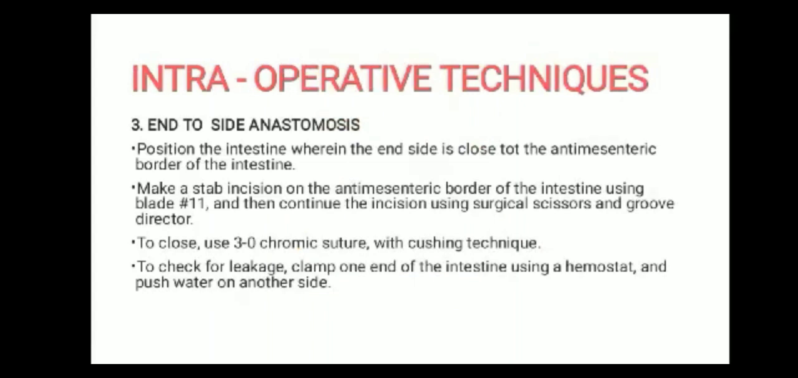Lastly is the end-to-side anastomosis. Position the intestine wherein the end side is close to the anti-mesenteric border of the intestine. Make a stab incision on the anti-mesenteric border of the intestine using blade number 11, and then continue the incision using surgical scissors and grooved director. Again, to close, use 3-0 chromic sutures with Cushing technique. To check for leakage, clamp one end of the intestine using a hemostat and push water on another side.